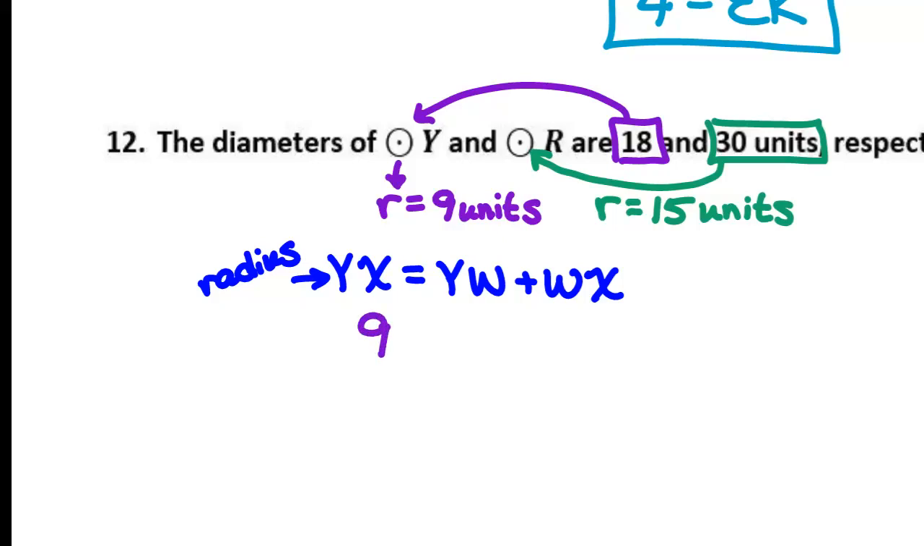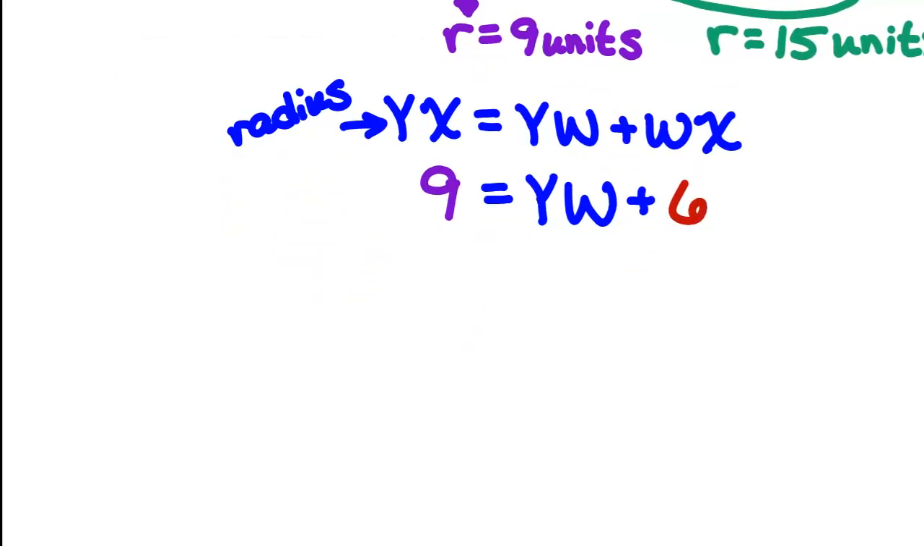So 9 equals, do we know how big YW is? Nope, so I leave that YW. Do we know how big WX is? That is 6. So 9 equals YW plus 6, which means YW would have to be how big? 3.